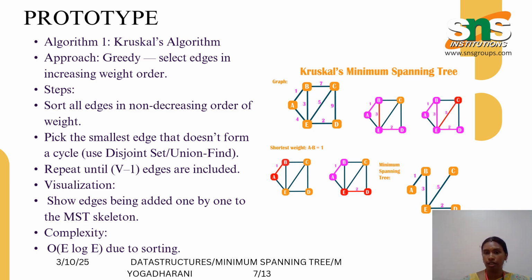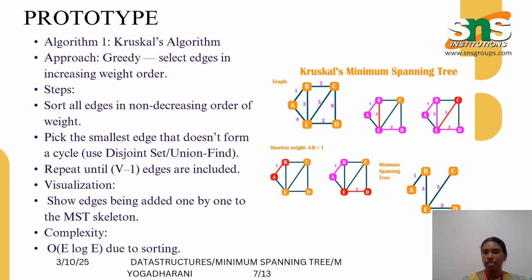As I told you already, if there are 5 vertices, the number of edges must be n minus 1. So there are 5 vertices, so only 4 edges are possible. That graph is the only correct minimum spanning tree. So see the final structure of the above graph.